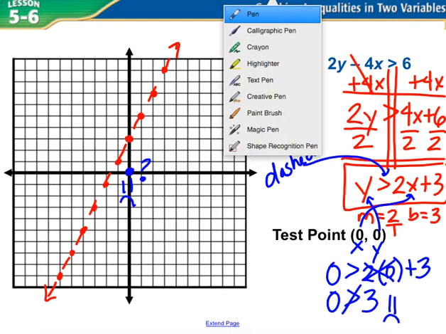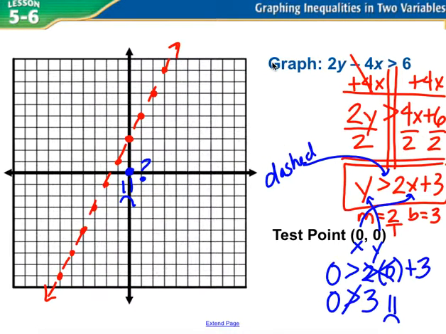So we need to go then, I'm just getting my highlighter here, and shade all the solutions that are to the left of that dashed line. So take your highlighter, take your marker. I want you to shade in everything to the left.